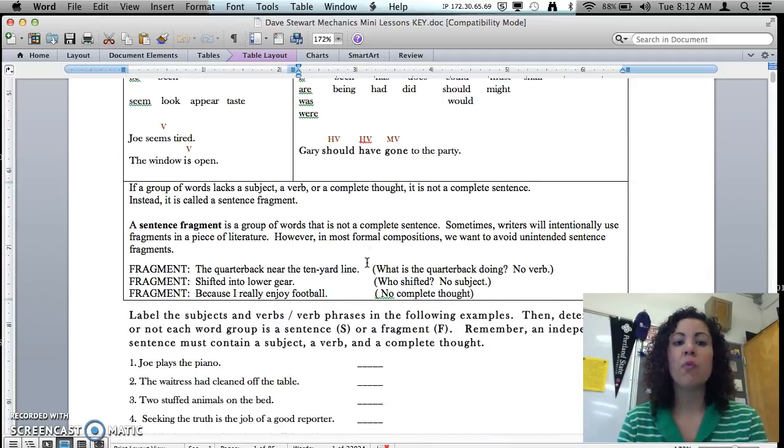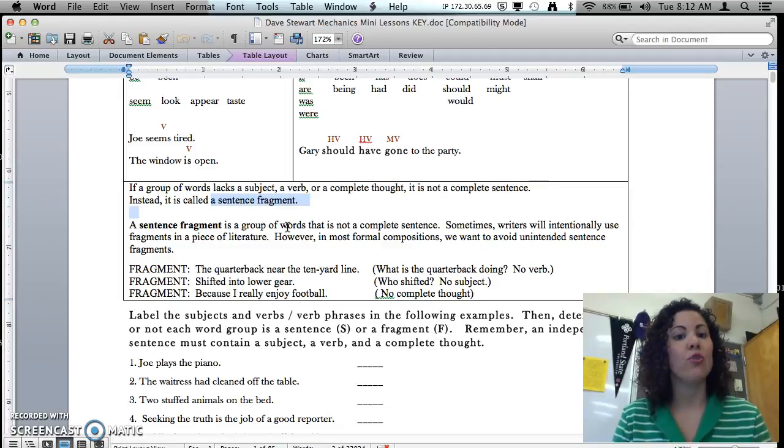So if a group of words lacks a subject, a verb, or a complete thought, that means it's not a complete sentence. So it is a sentence fragment. A sentence fragment is a group of words that's not a complete sentence. Sometimes writers will intentionally use fragments in a piece of literature. However, in most formal compositions, we want to avoid unintended sentence fragments. If you are writing a narrative and you want to use a sentence fragment for effect, you may. But if you're writing a formal paper, no matter what class it is, you really want to avoid sentence fragments.